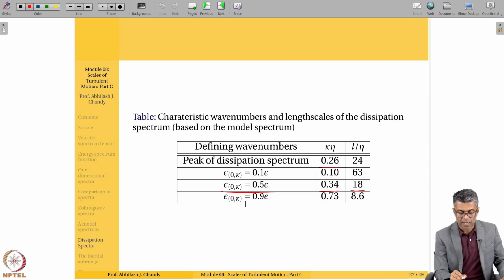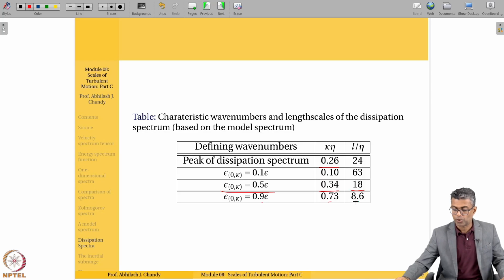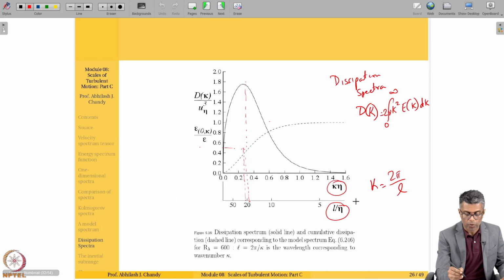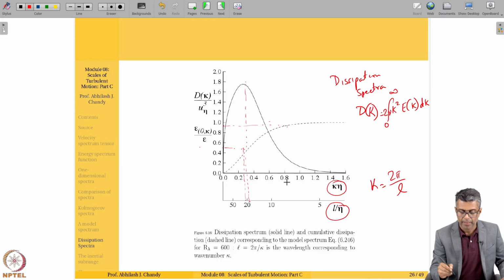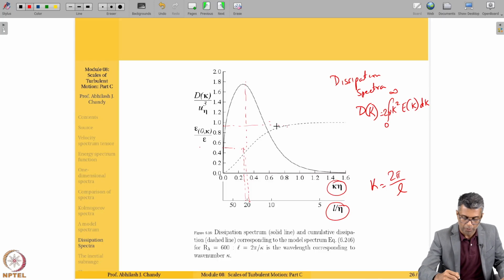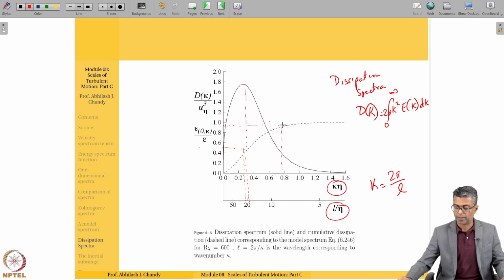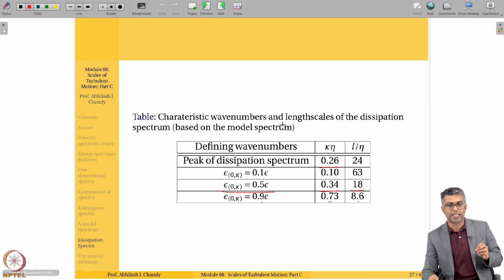And as you can see, 90% of the dissipation is achieved at kappa eta equals 0.73 and L over eta equals 8.6. 90% of the dissipation would be here, close to this one. Onto the dashed line, then come down. So that would be here somewhere, isn't it?